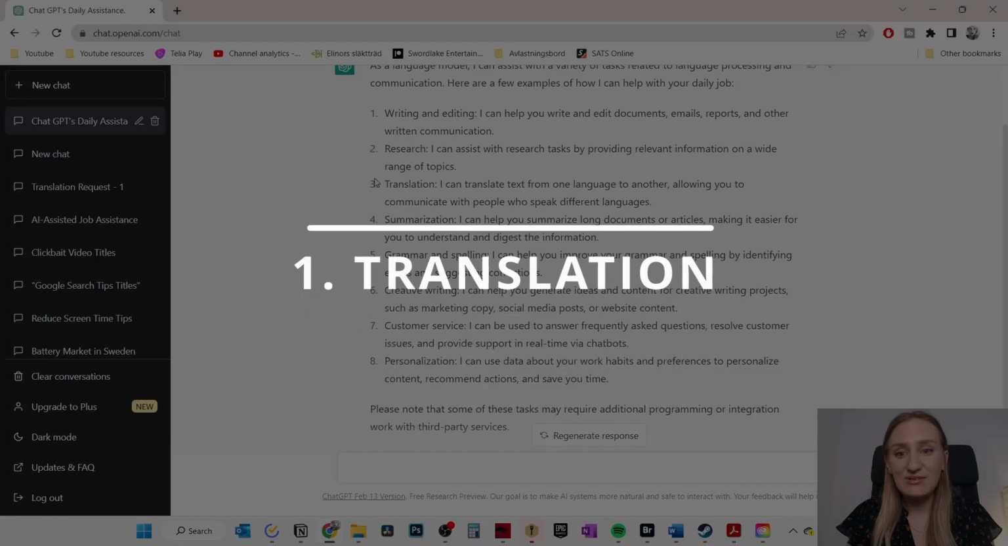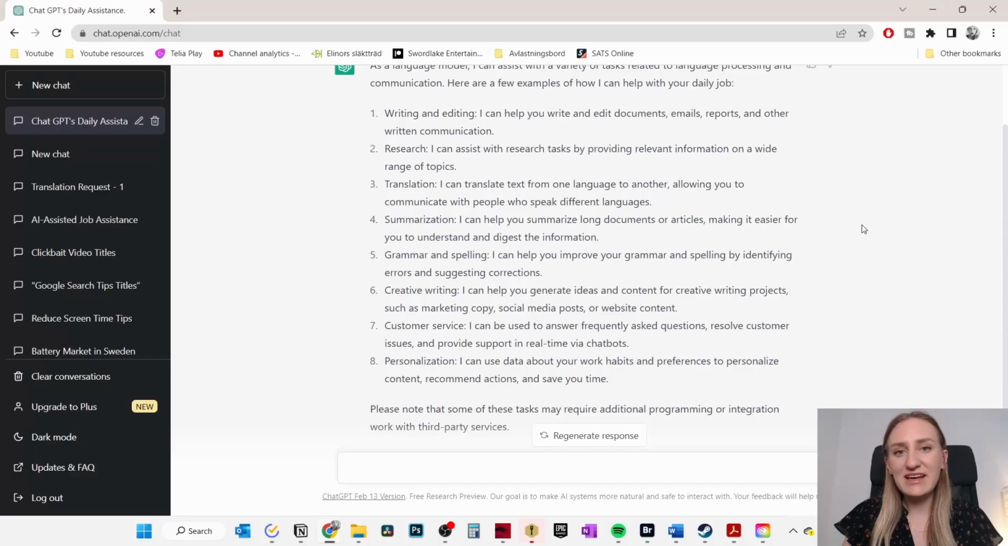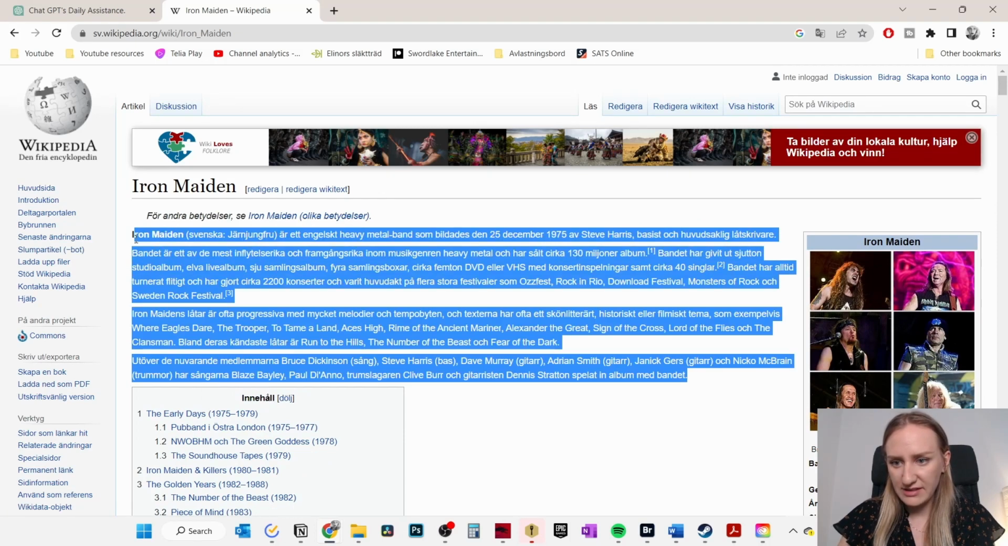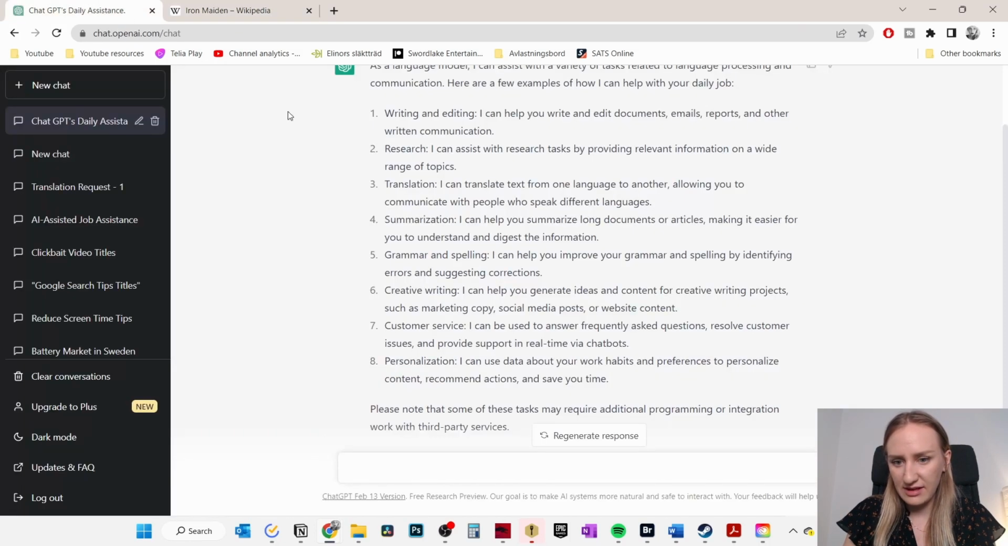Let's dig into translation, because that is a continuous problem in my work, because a lot of companies here in Sweden work in both Swedish and English, and sometimes you need to translate text in between. So let's try finding a text in Swedish. Okay, here we have the text, and let's just ask ChatGPT to translate it.